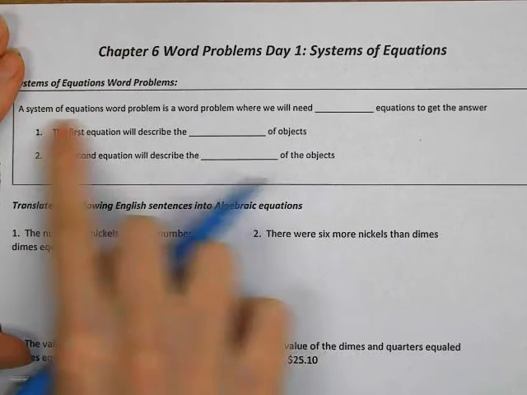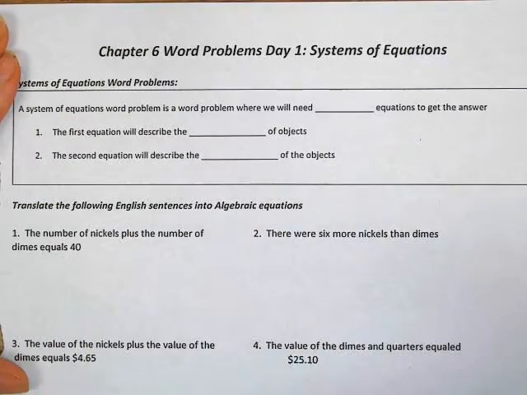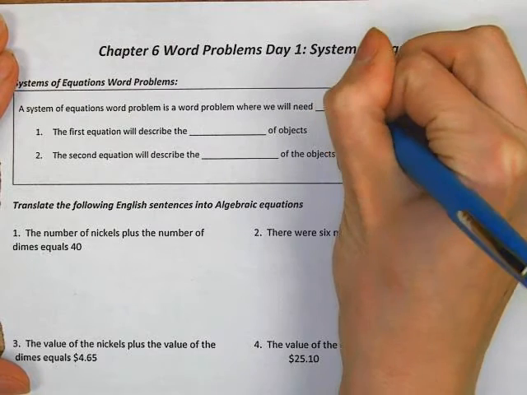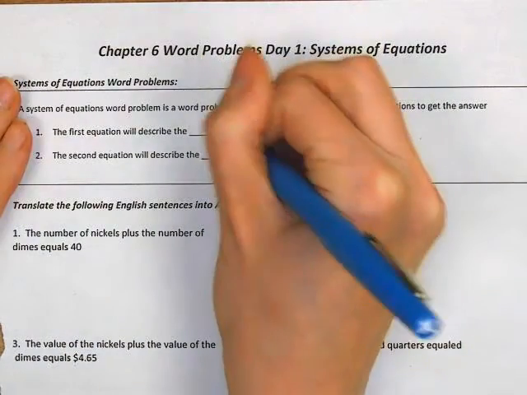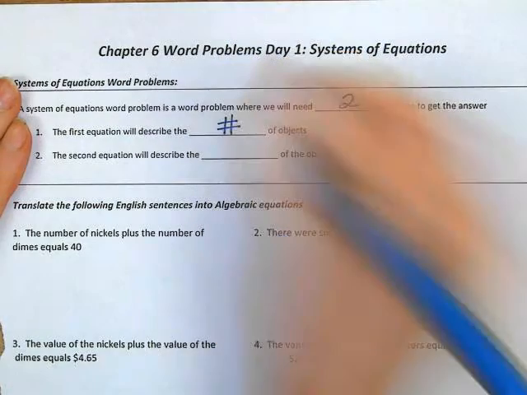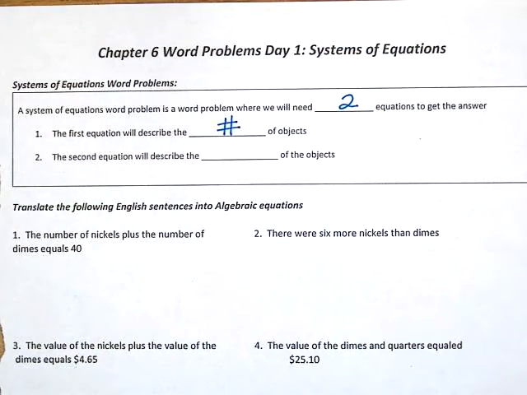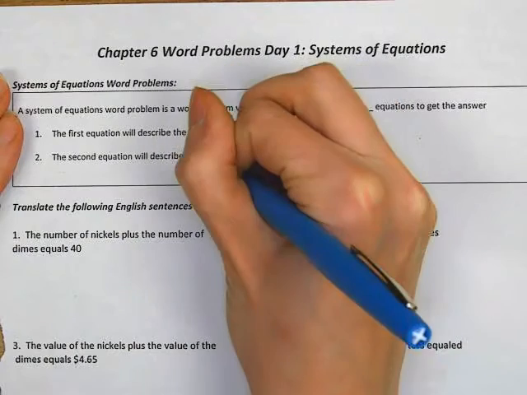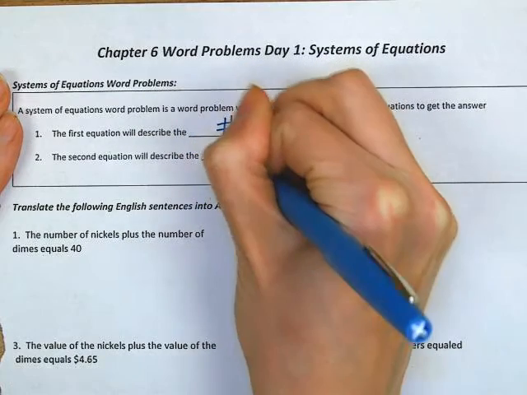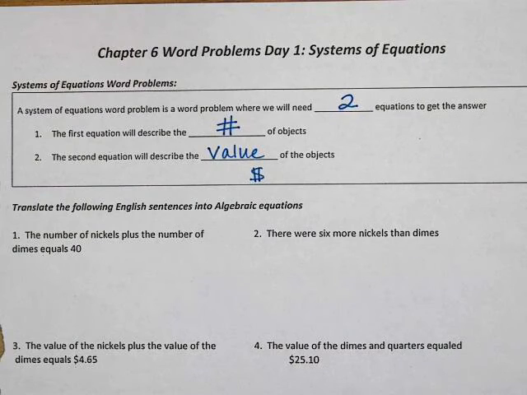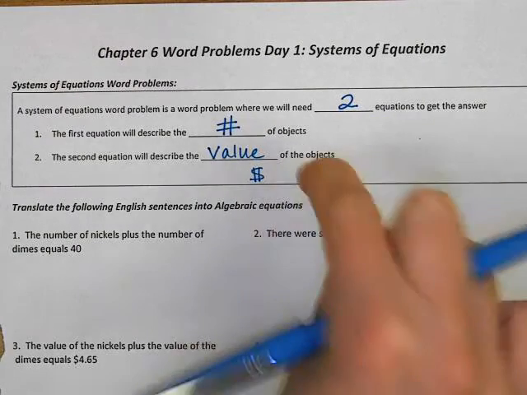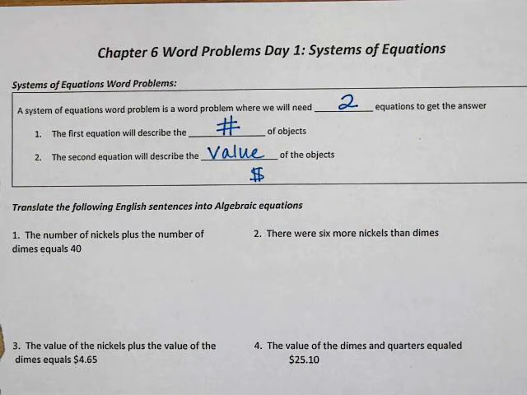So a system of equation word problem is a word problem where we need two equations to get the answer. The first equation will be about the number of objects. And the second equation will describe the value or how much money they're worth. So remember that one day we did that thing where I had coins in a box and I had you guys guess how many there were? This is now we're actually going to solve it for real without having to guess.